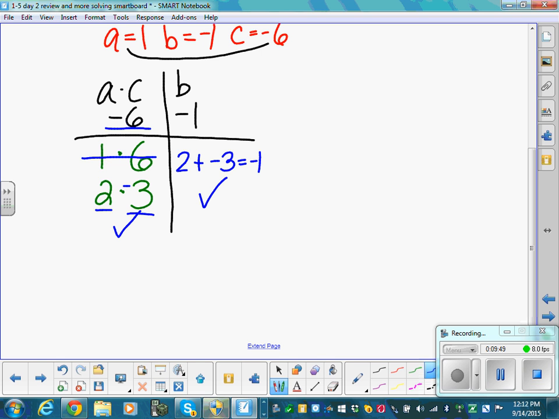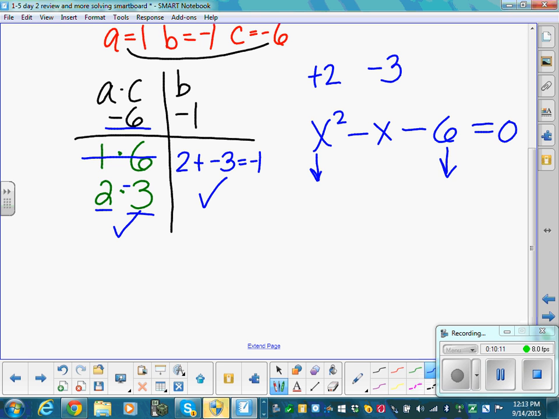If it doesn't work on both sides, then it might not be factorable, or you might have to choose different factors if it has the factors, okay? So it did factor. Our factors were positive 2 and negative 3. So now, once again, we write down the original equation, x squared minus x minus 6 is equal to 0.